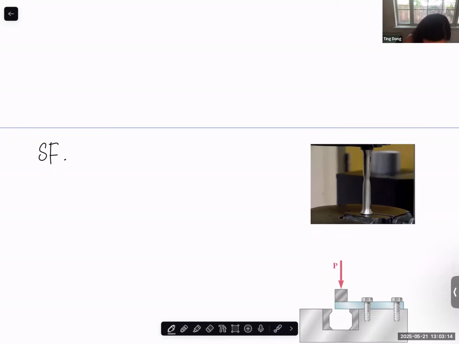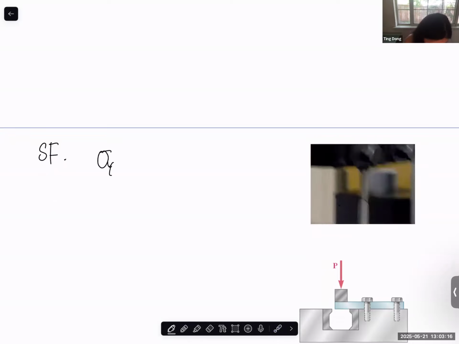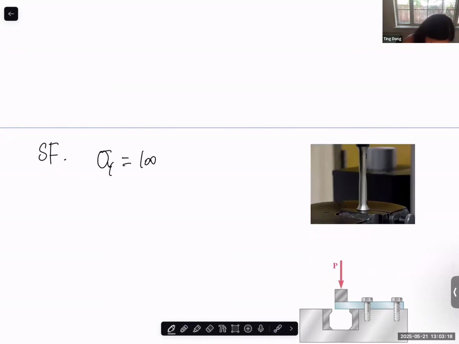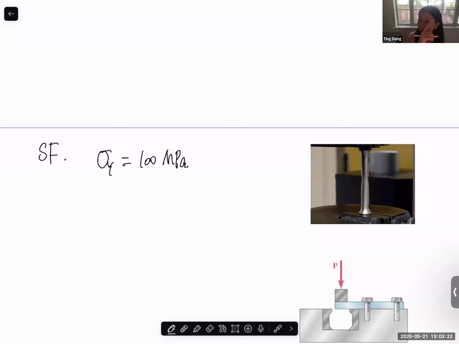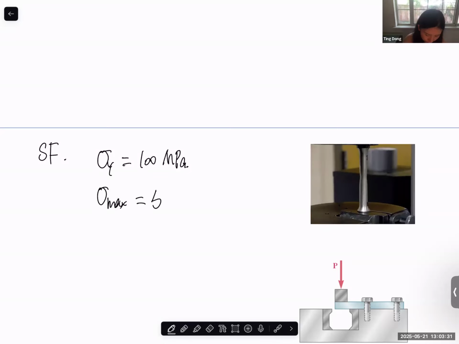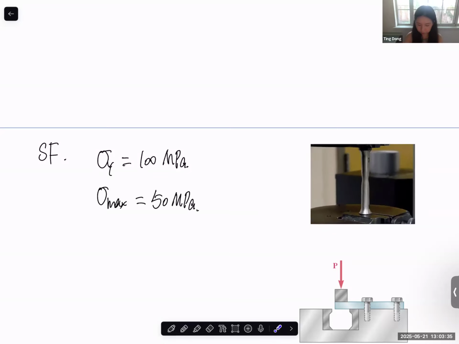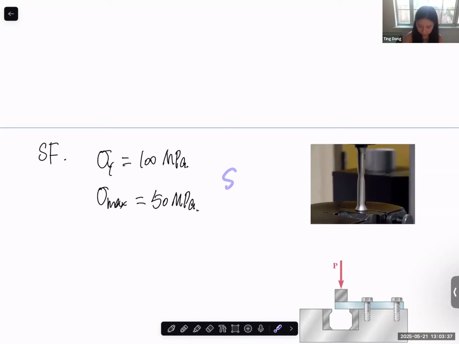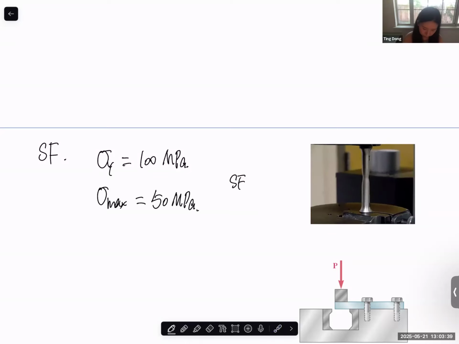So let's say the yield strength of the material is 100 megapascal. If we want to design a structure that has safety factor 2, it basically means that the maximum stress in the structure should not be over 50 megapascal, right? So this means that safety factor is equal to 2. It's a ratio between these two.